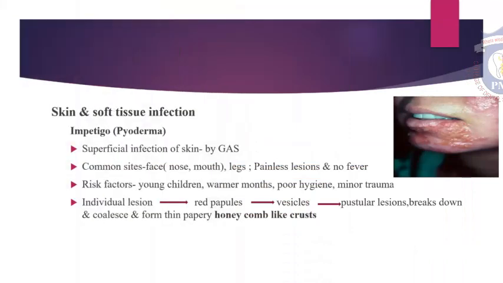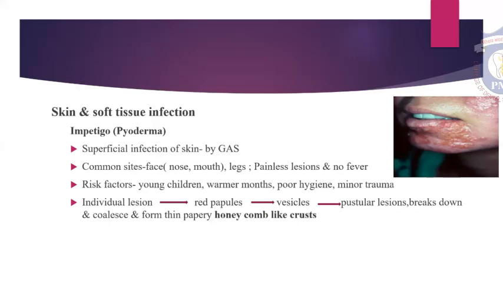So next is skin and soft tissue infections. Under respiratory infections, the primary one is pharyngitis and the second one is scarlet fever. Next is skin and soft tissue infection. In that, first we will discuss impetigo, otherwise called pyoderma. It's a superficial infection of the skin by group A Streptococci. Common sites of infection include the face, mainly nose and mouth, and legs, and the lesions are painless with no fever. These lesions are not pyrogenic, that is, no fever is there in this condition.